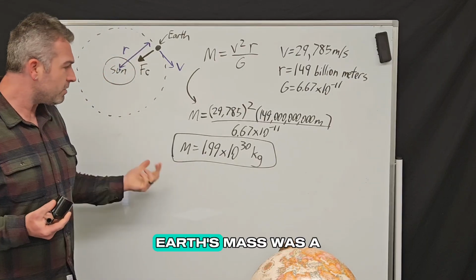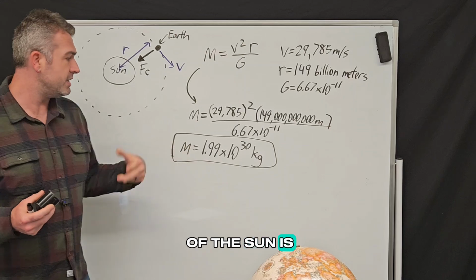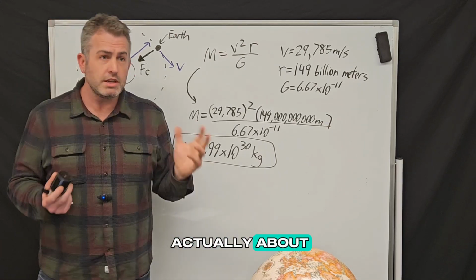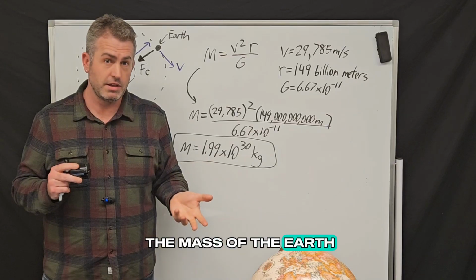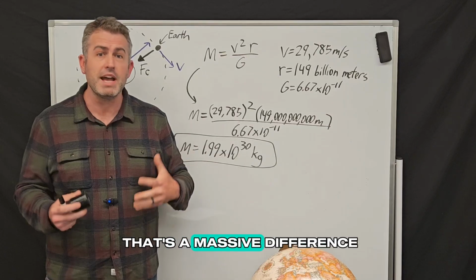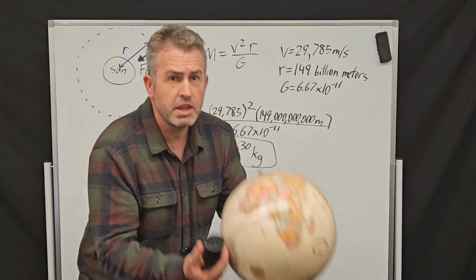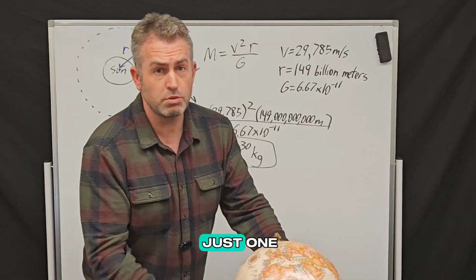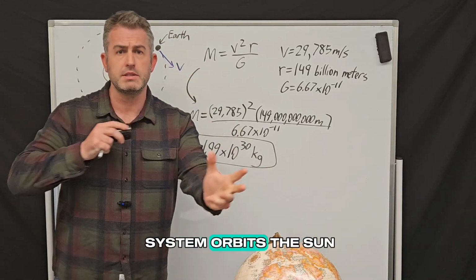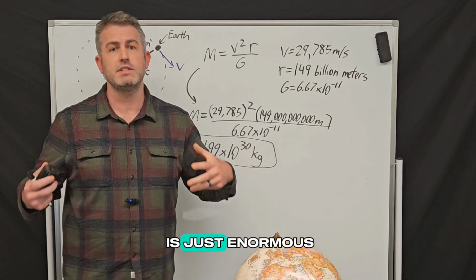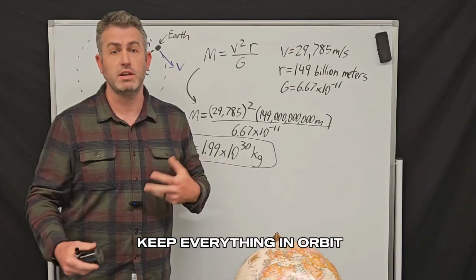So remember, Earth's mass was a 10 to the 24th power term. And so the mass of the sun is actually about 330,000 times more than the mass of the Earth. So that's very huge. That's a massive difference. Imagine 330,000 Earth masses is approximately equivalent to just one mass of the sun. And that's why everything in the solar system orbits the sun, because the sun's mass is just enormous, enough to warp space-time around itself and keep everything in orbit.